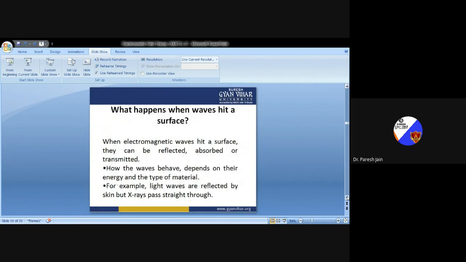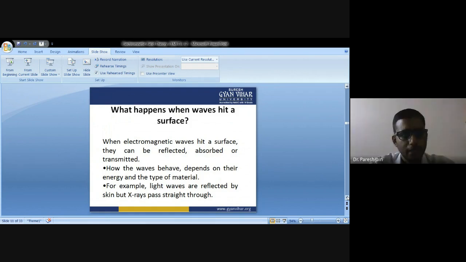What happens when the wave hits a surface? When the electromagnetic waves hit a surface or a matter or a material, then there will be three phenomena. They can be reflected, absorbed, or transmitted. So one by one, we will discuss the three phenomena.